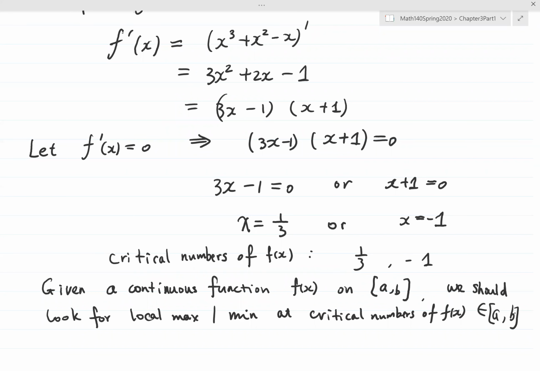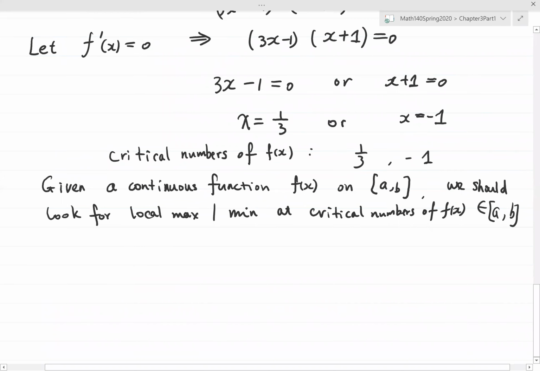Now, we have the closed interval method to find the global maximum. Fermat theorem tells us what kind of location we look for local maximum and local minimum. Once we find all possible local max and local min, we compare them so that we can find the global max and global min. So this gives us the closed interval method.